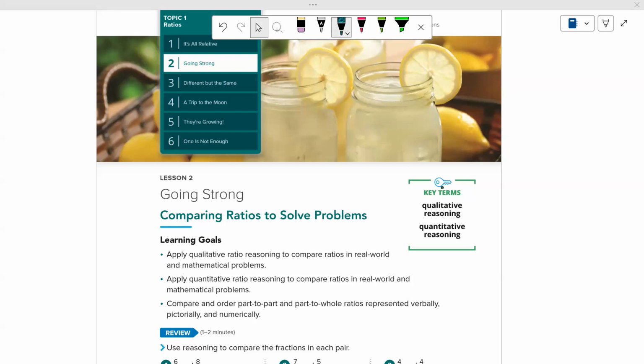Let's point out our key terms here. We have qualitative reasoning and quantitative reasoning, and we will be discussing what those mean as we go through this lesson.